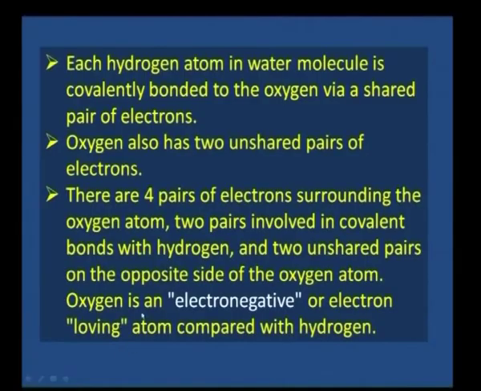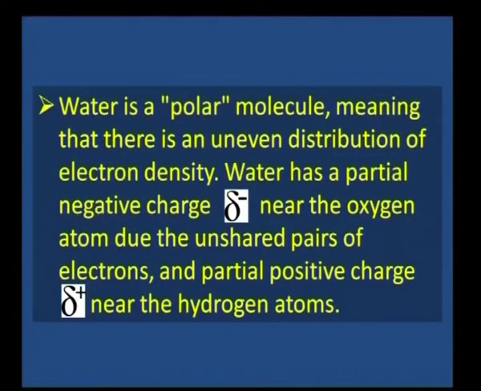So, oxygen is electronegative compared to hydrogen, and that is the reason why hydrogen combined with oxygen becomes a dipole, right. Water is a polar molecule, meaning that there is an uneven distribution of electron density, as I told you. Water has a partial negative charge, delta minus, near the oxygen atom due to the unshared pairs of electrons, and partial positive charge, delta plus, near the hydrogen atoms.